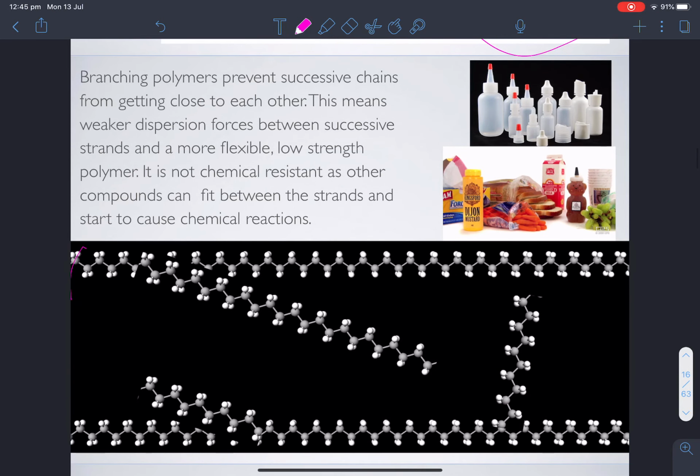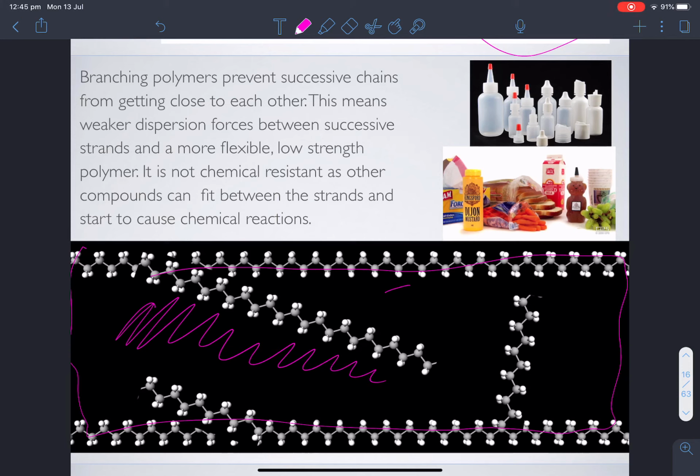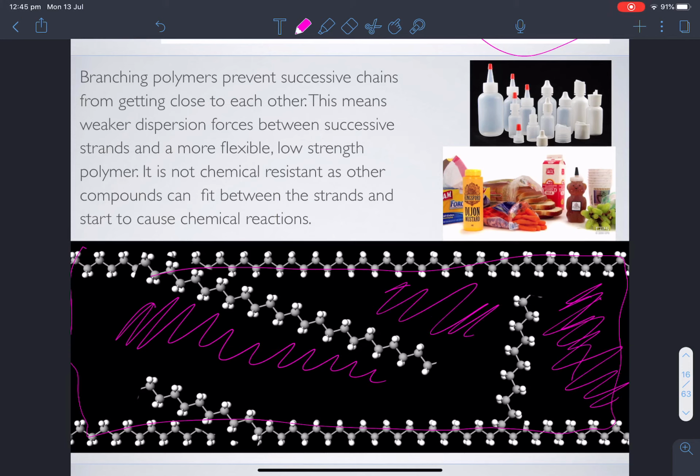Okay, do you like my copy paste here? So I've got branching polymers. Try to demonstrate they can't get as close to each other. There are these large gaps in between. And because of these gaps, the dispersion forces are lower because you can only get certain sections close to other sections. Certain attractions there, but not as strong as high density polyethylene. So this means weaker dispersion forces and a more flexible, low strength polymer.